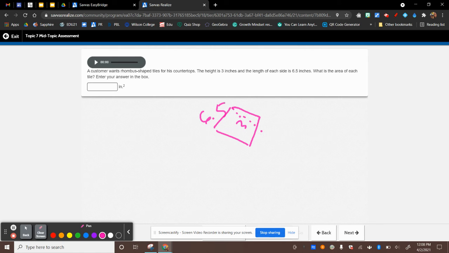3 times 6.5, and that gives us 19.5. So when we entered 19.5.